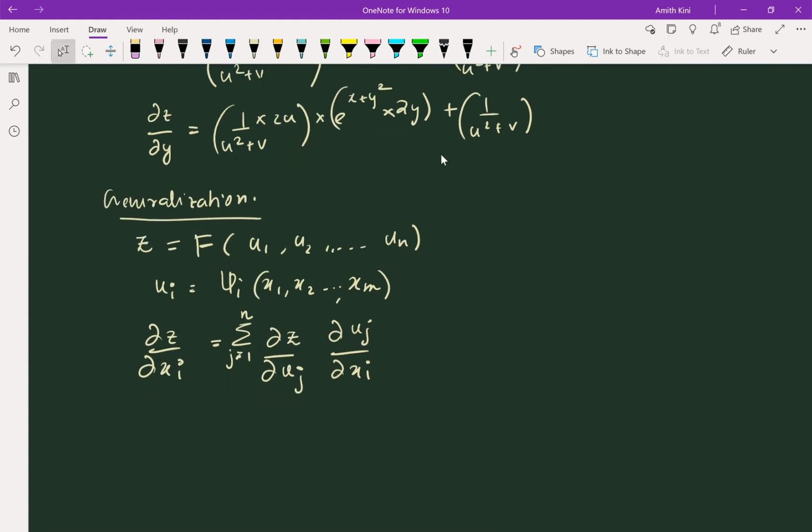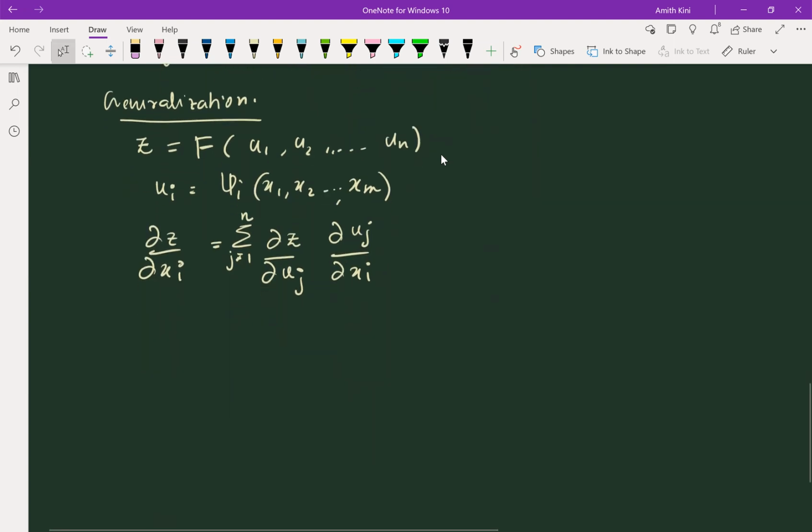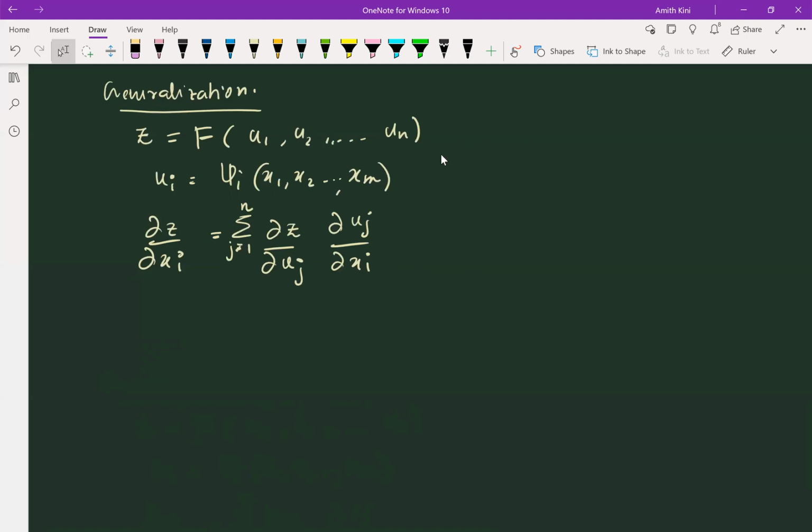Now this can be thought of in a slightly different way. Sometimes some books write this in a matrix kind of notation. I'll do that for two variables. In the above case we had some function z depending on u and v, each of them depending on x, y. And what we wanted was del z by del x, del z by del y.